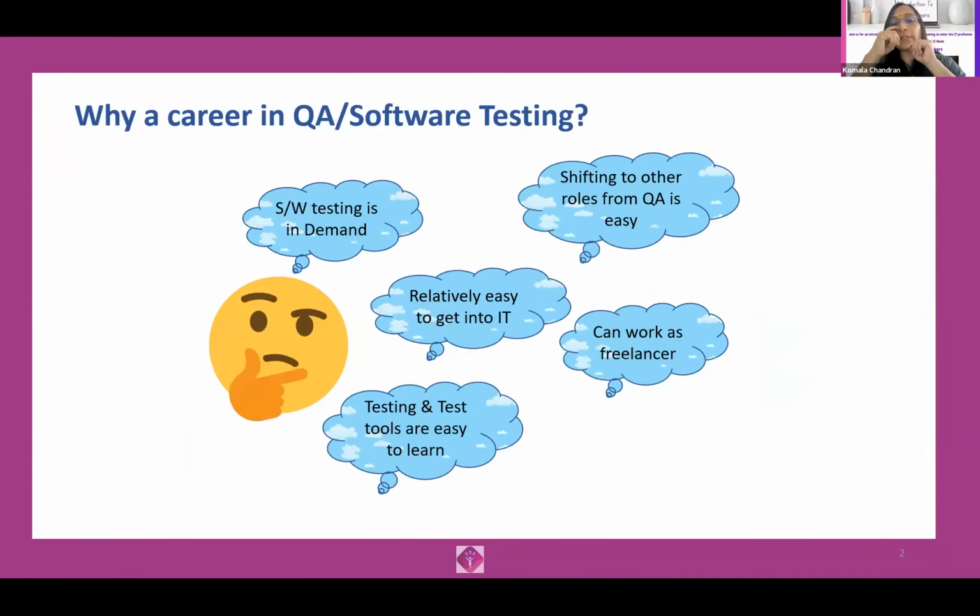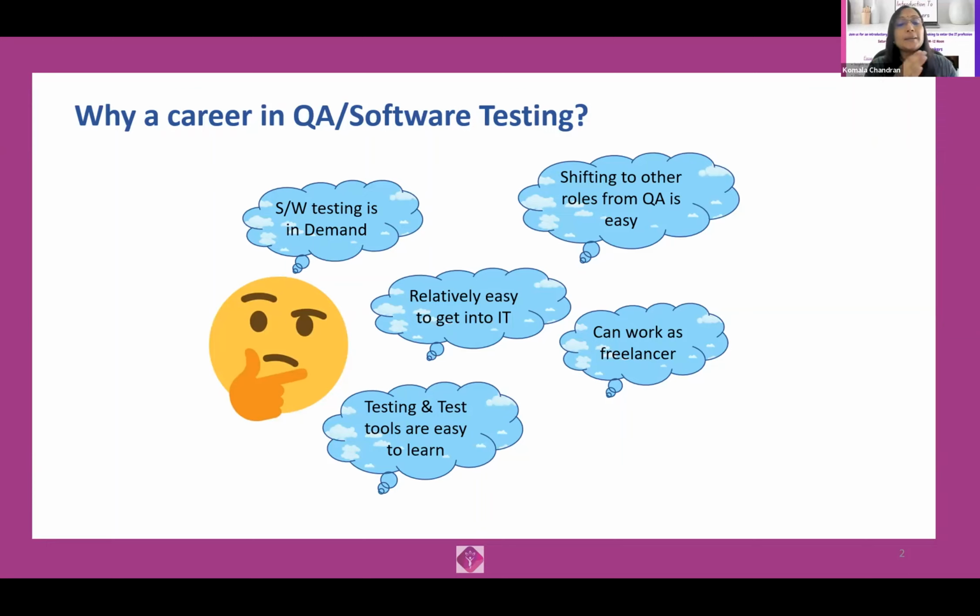When we are talking about entry-level jobs in IT, QA is always one of them. Why so? Yes, we all know it is relatively easy to get into IT through QA. And yes, software testing is in demand, though we do hear manual testing might be replaced by automation and stuff like that. But at least for the 10 to 15 years coming up, software testing is always in demand.